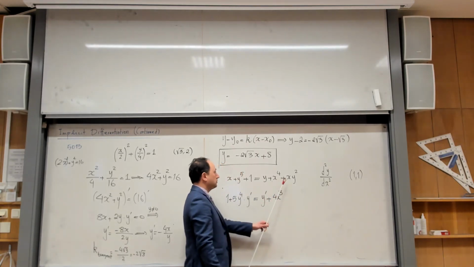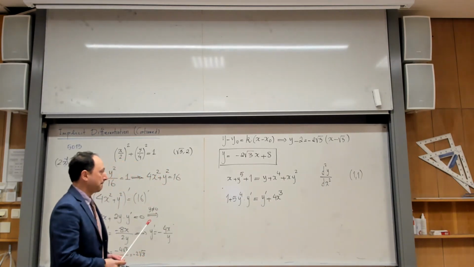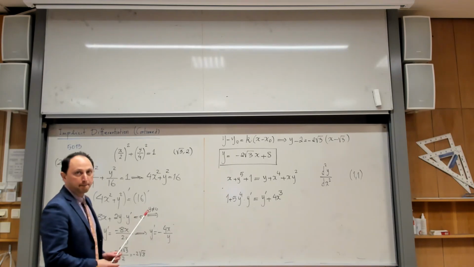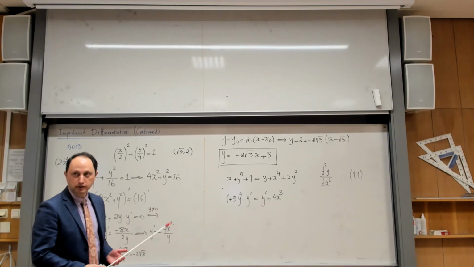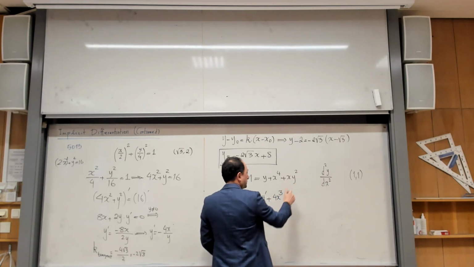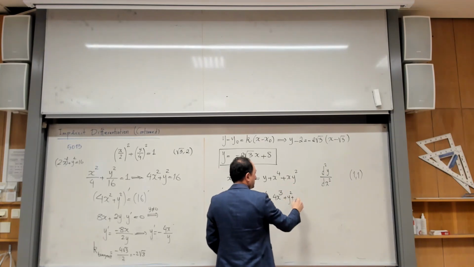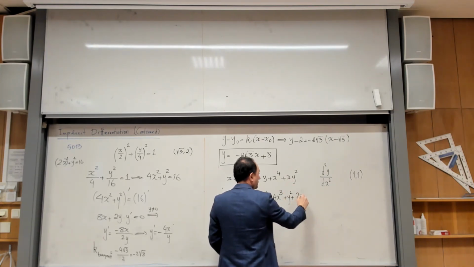But can you tell me what I should do with this one? What rule is applicable here? It's the product rule, yes? x times y squared. So it becomes the derivative of x, which is 1, times y squared, plus x multiplied by the derivative of the second one, which is 2y y prime. So it becomes 2xy y prime.